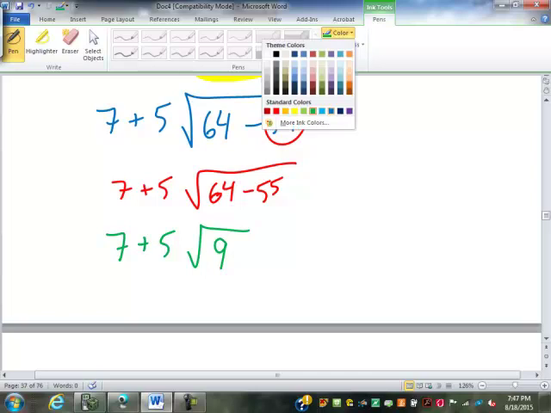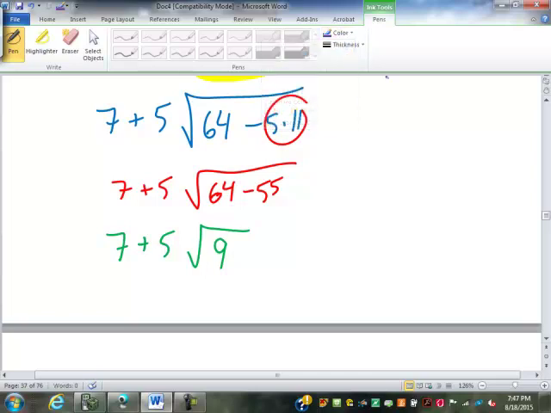Now with parentheses, once we had it down to a single number, we could get rid of the parentheses. Well, the same thing happens here. We have a single number inside our enclosing symbol. We can get rid of the enclosing symbol. The difference is with a square root, there's actually something we have to do when we get rid of it. What is the square root of 9? 3.